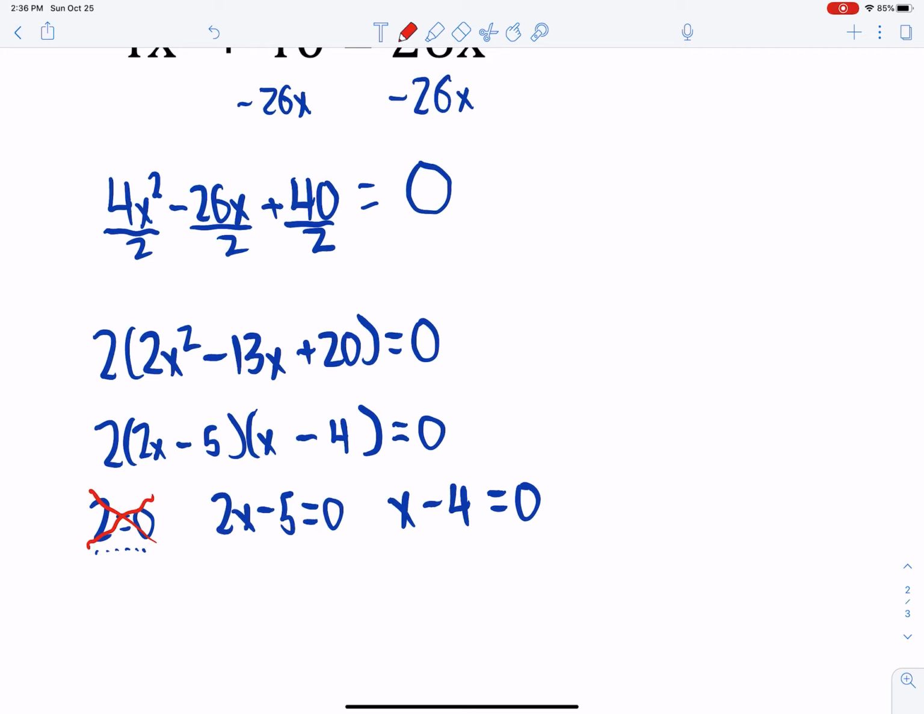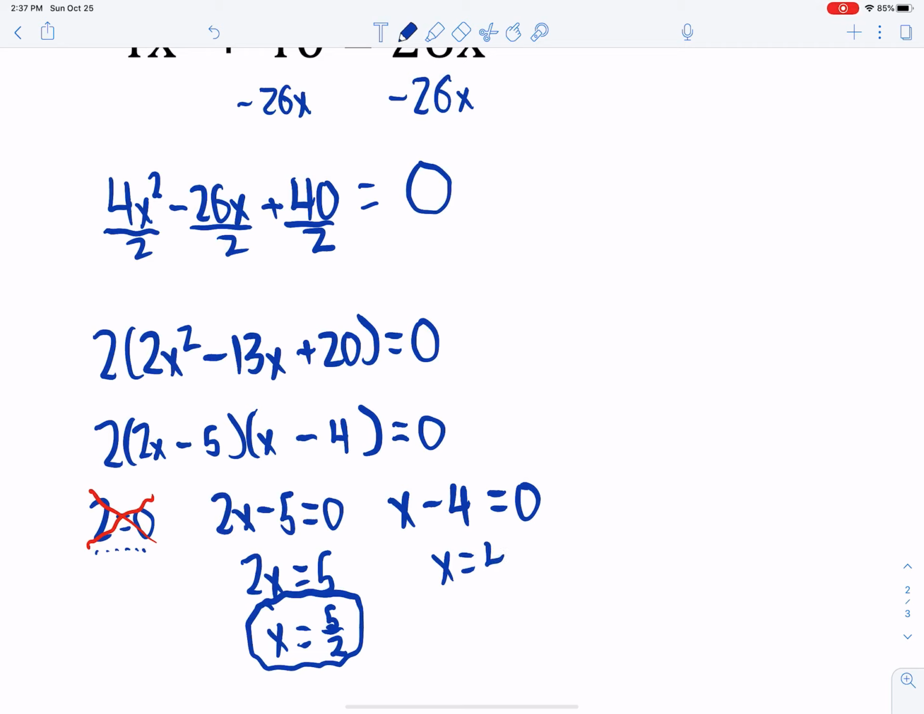Looking at the next one then, I add 5 to both sides, and we would have 2x equals 5. Divide both sides by 2, I end up with x equals 5 halves. So that's one of my answers. And then the last equation, we add 4 to both sides, we would have x equals 4. That's the other answer. So here we ended up with 2 answers, x equals 5 halves and x equals 4.